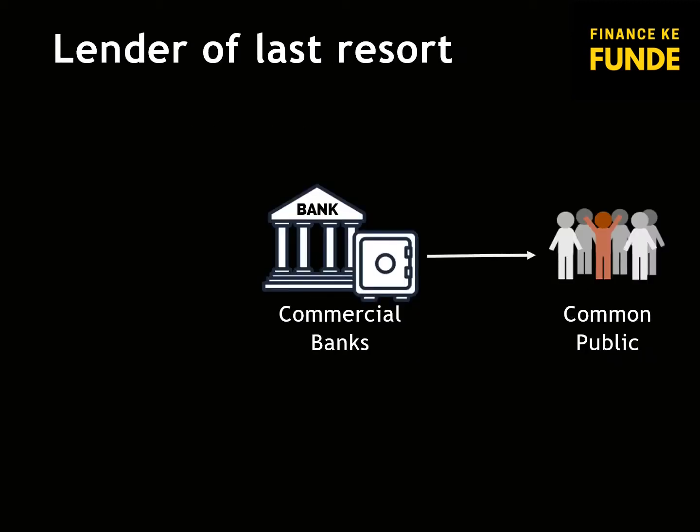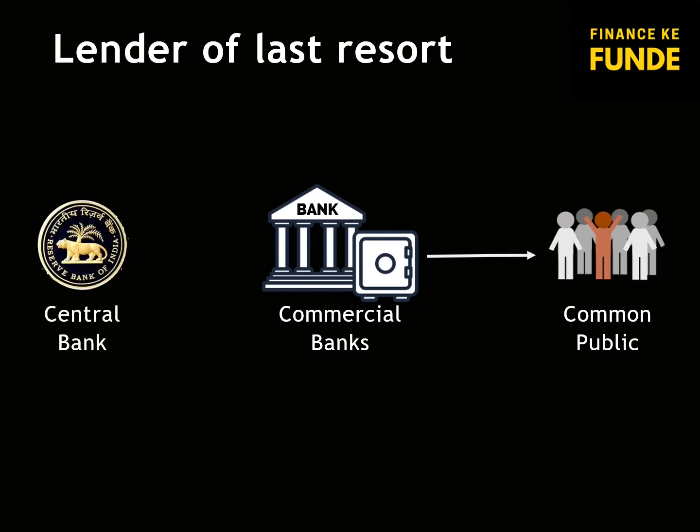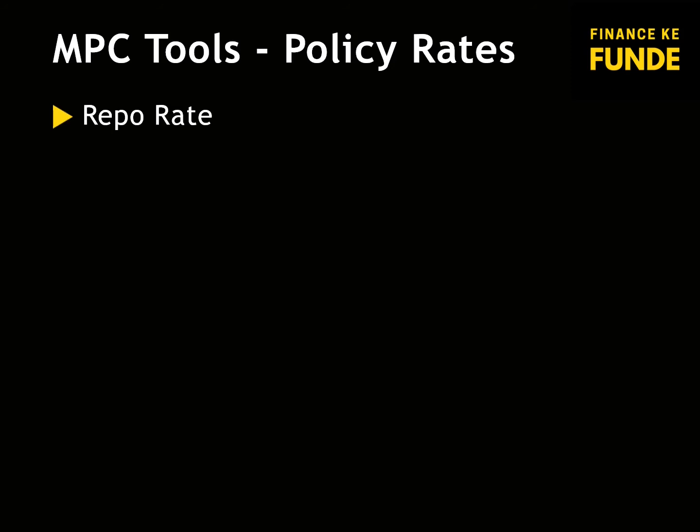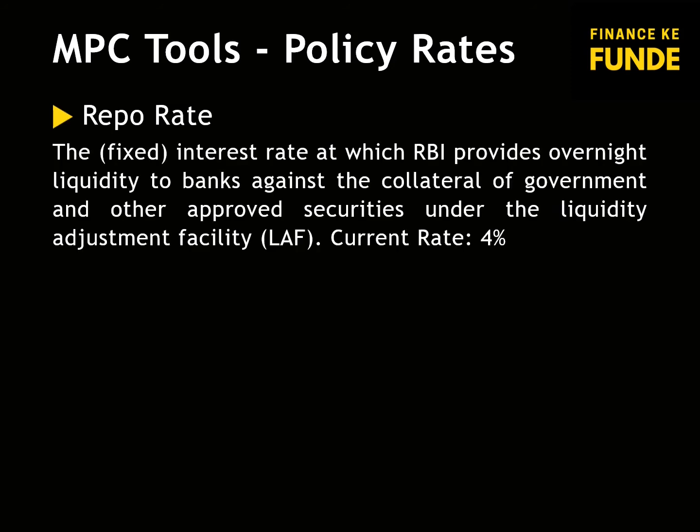Banks lend money to public, but what happens if a bank falls short of money or if they temporarily need money to maintain reserves? In such a case, banks either borrow from interbank market or look up to the central bank. This is why RBI is often called the lender of the last resort. RBI provides overnight liquidity to banks against the collateral of government securities at a fixed interest rate known as the Repo rate. At the time of recording of this episode, the prevalent rate is 4%.